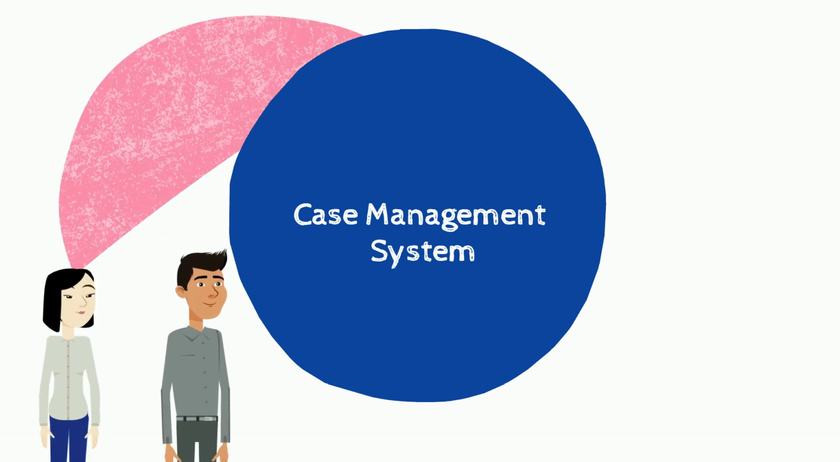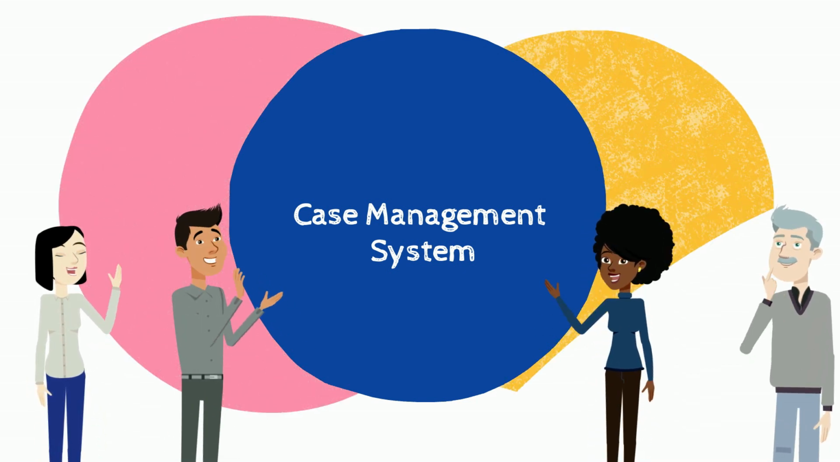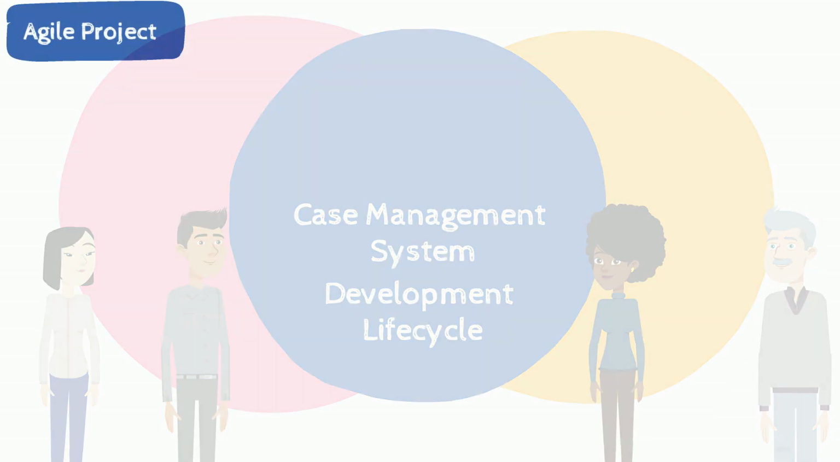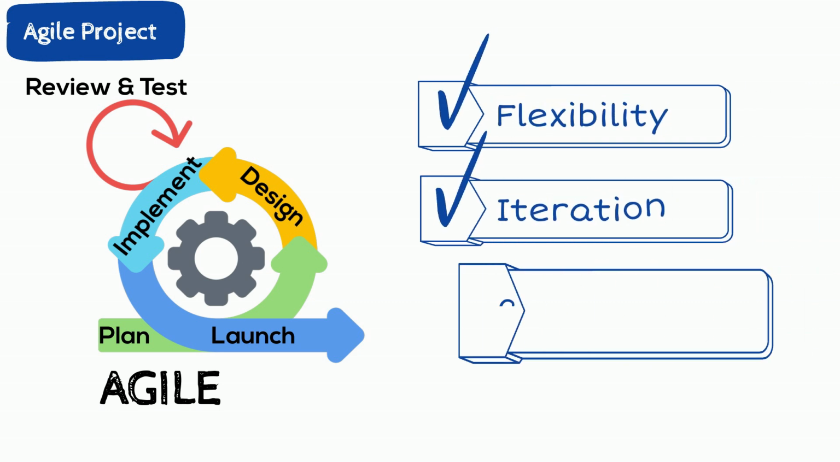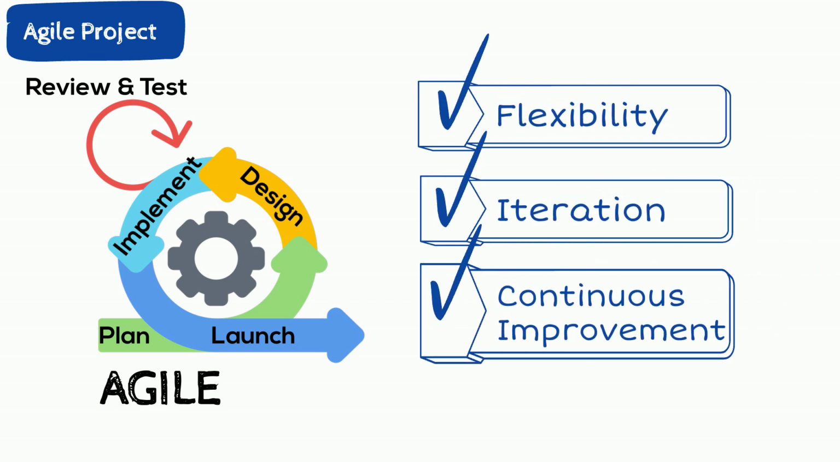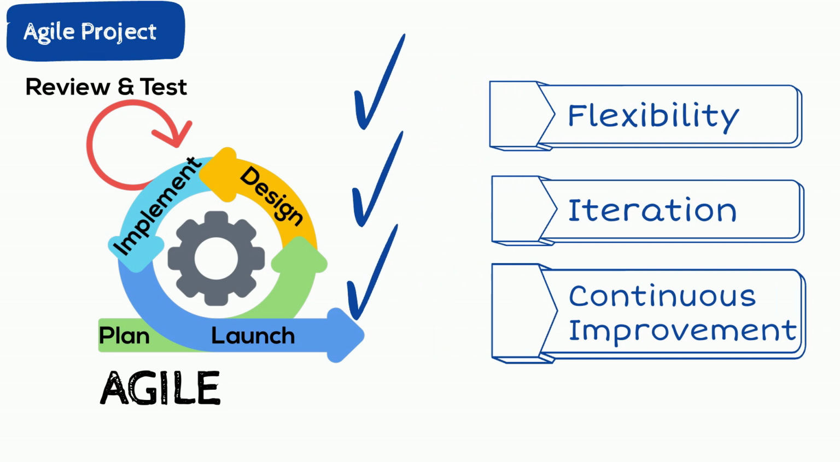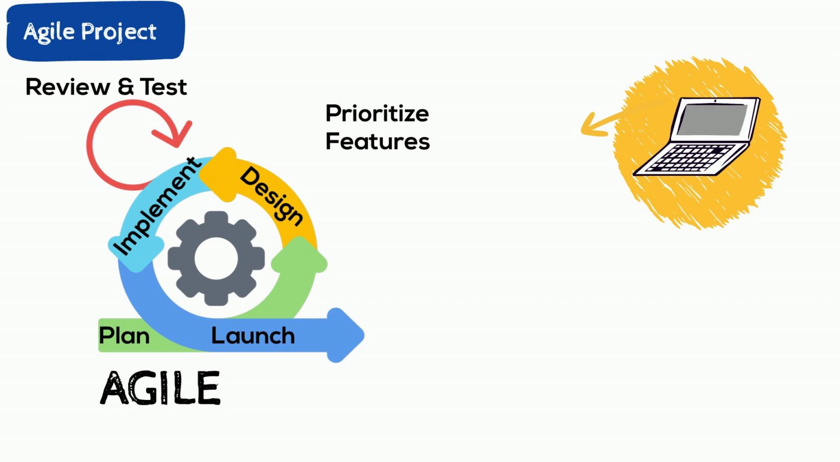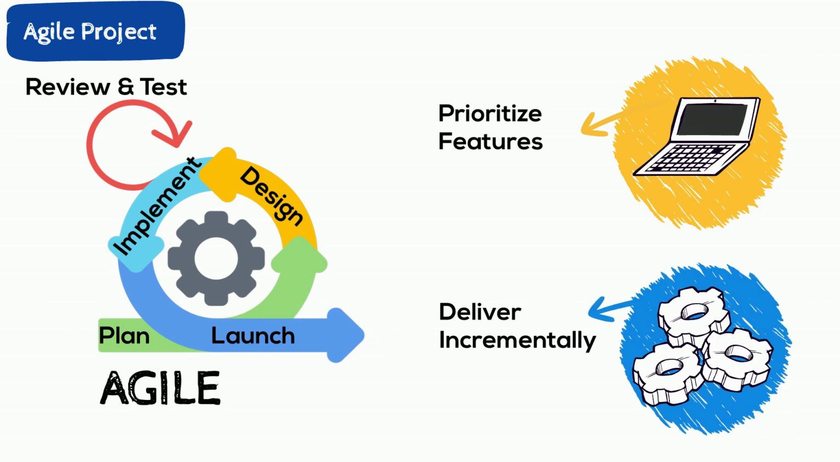In this brief video, as a project partner, we invite you to explore with us the stages of the case management system development lifecycle. We carry out this project with an agile approach. Using Agile to implement a project allows for flexibility, iteration, and continuous improvement. This is in contrast to other IT projects that used a waterfall approach, which requires finalizing everything before release. Agile allows us to prioritize features and deliver the system in increments. This allows us to speed up delivery, adapt to changes, and incorporate feedback along the way.